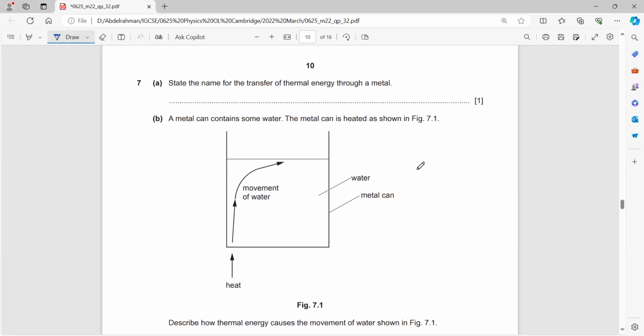State the name for the transfer of thermal energy through metal. What's the transfer of thermal energy through a metal?